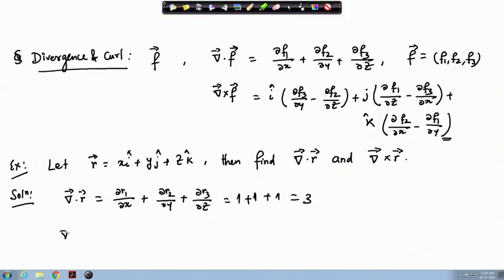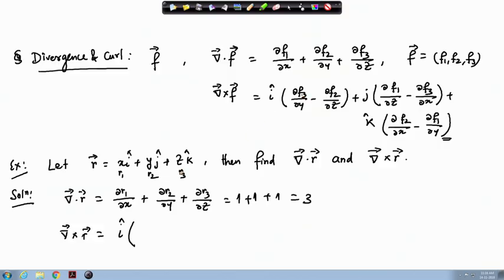Now we will calculate the curl of r. It will be i times del r3 by del y, going through the formula here. Just for clarity, you don't have to write r1, r2, r3 under the three variables. If you want to, you can say let r equal this, where r1 equals x, r2 equals y and r3 equals z.